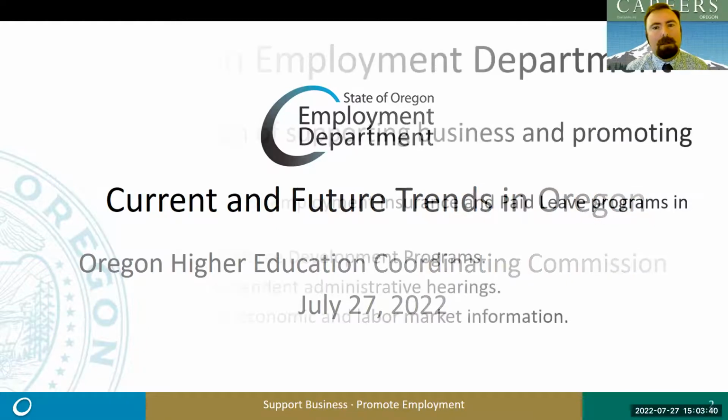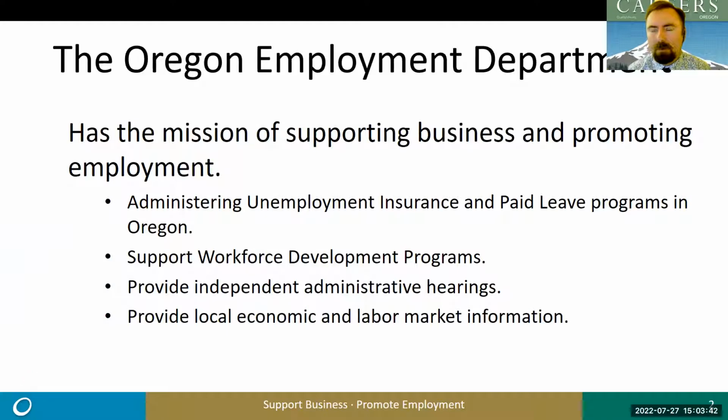So just a little more context of qualityinfo.org and how it fits into the Oregon Employment Department's mission. As many of you know, the Oregon Employment Department administers the state's unemployment insurance system. We'll also be administering the upcoming paid leave programs here in the state. The agency also supports workforce development through various field offices and partnerships with our WorkSource offices around the state. And we also have administrative hearings.